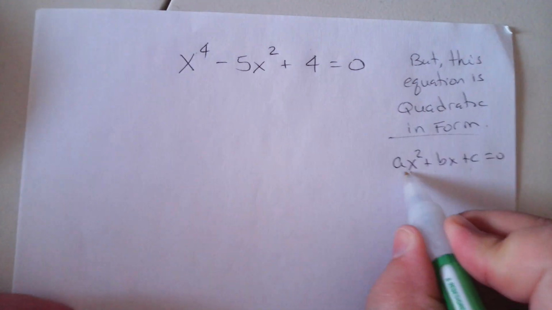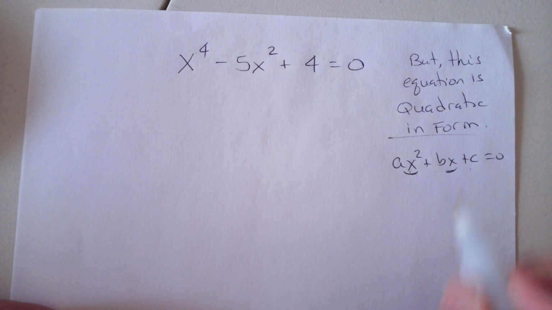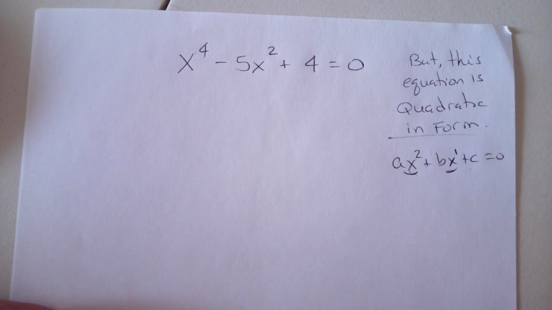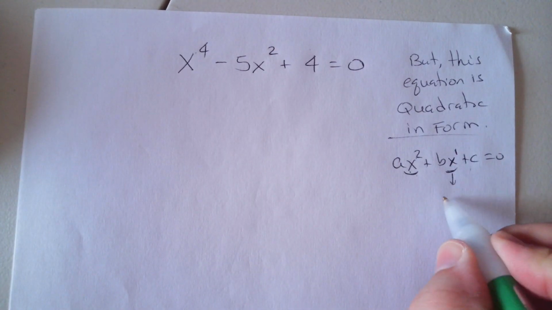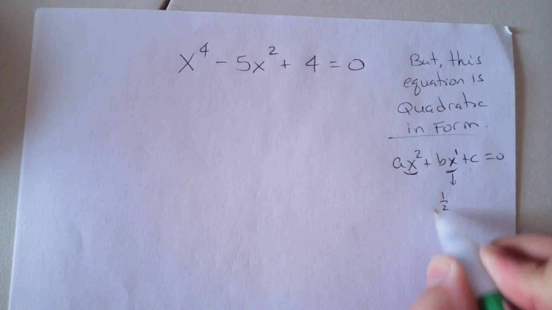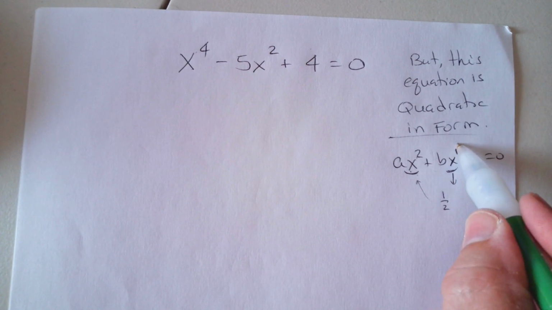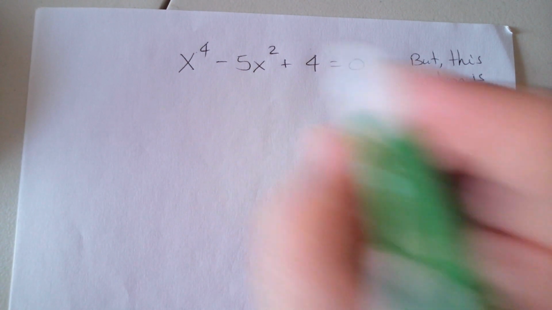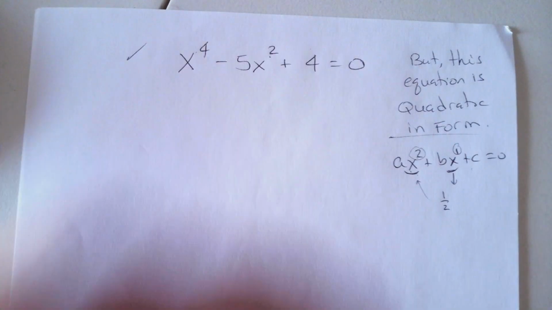Here's the important part. In the quadratic, what do you notice about the exponents here? That's 2, that's 1. So this exponent is half that exponent. If that's the case, if this middle term is half this first term, then it's quadratic in form. 2 is half of 4, so this is quadratic in form.